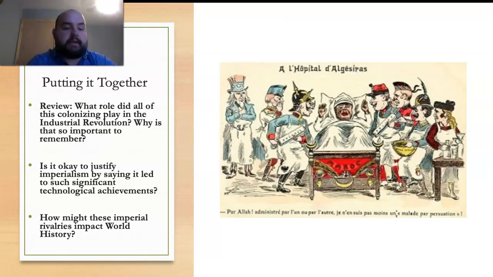Now, that leads me into my next question, which you can probably already guess my thoughts on. But it's something I wanted you to think about for the rest of the semester. Is it ever okay to justify imperialism by saying it led to such significant technological achievements? Because on the other side, you could argue that things like railroads, great boats, all these great cities and inventions wouldn't have been possible if the Industrial Revolution had never happened. So many people do try to use that to justify colonization. Is that ever okay? Think about that for the rest of the semester.